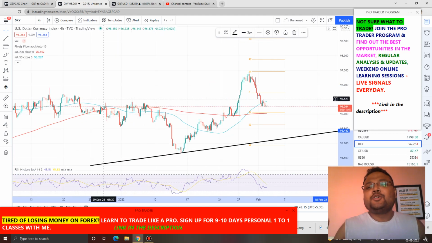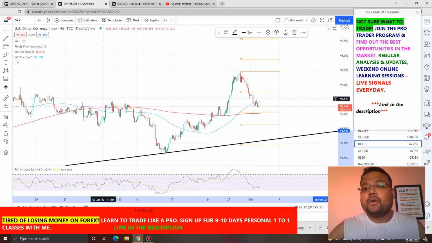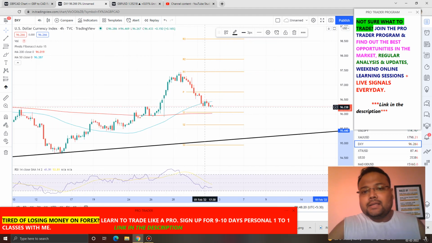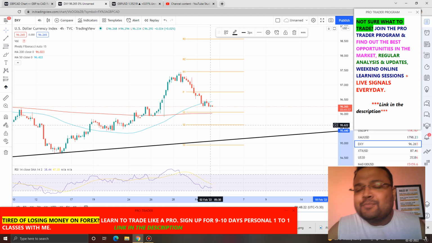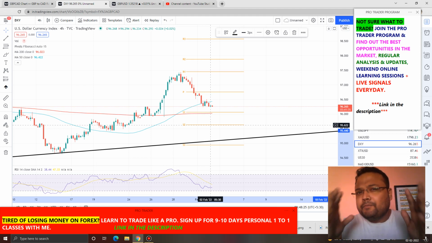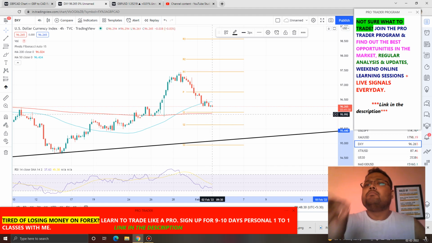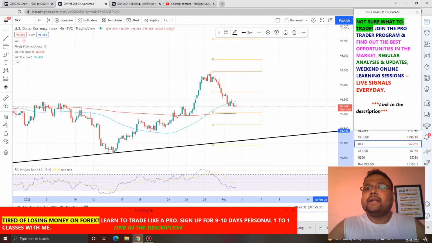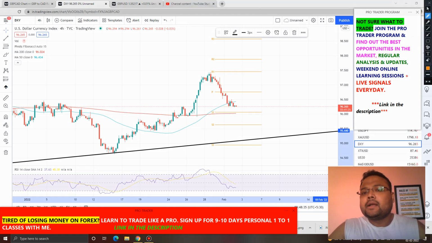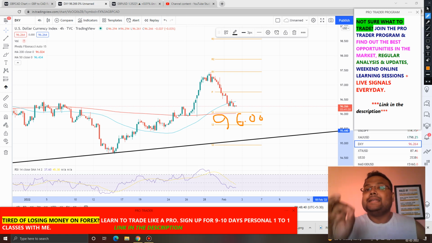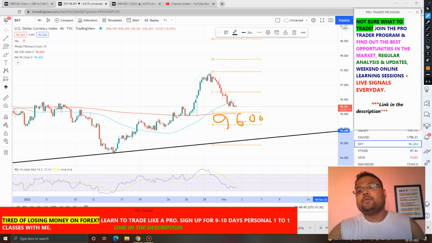Okay, in the 4-hour chart, to be honest, we do not have a clear picture of the market right now. The market is lingering around the 96.25 level here, but I am not sure in which direction the market will be moving. But I can tell you that there is a good possibility that the market will be testing the level of 96 here. And 96 may be a level for the dollar that you can trust. So there is a possibility that the market will test the level of 96 and bounce from here.